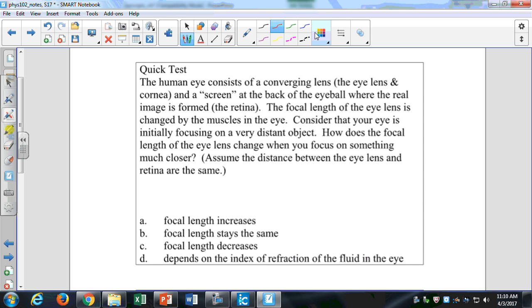You can also change the image distance with a microscope. You can move the eyepiece up and down, and that changes the image distance. But you can't change the focal length, not without actually changing the inner workings of the microscope.